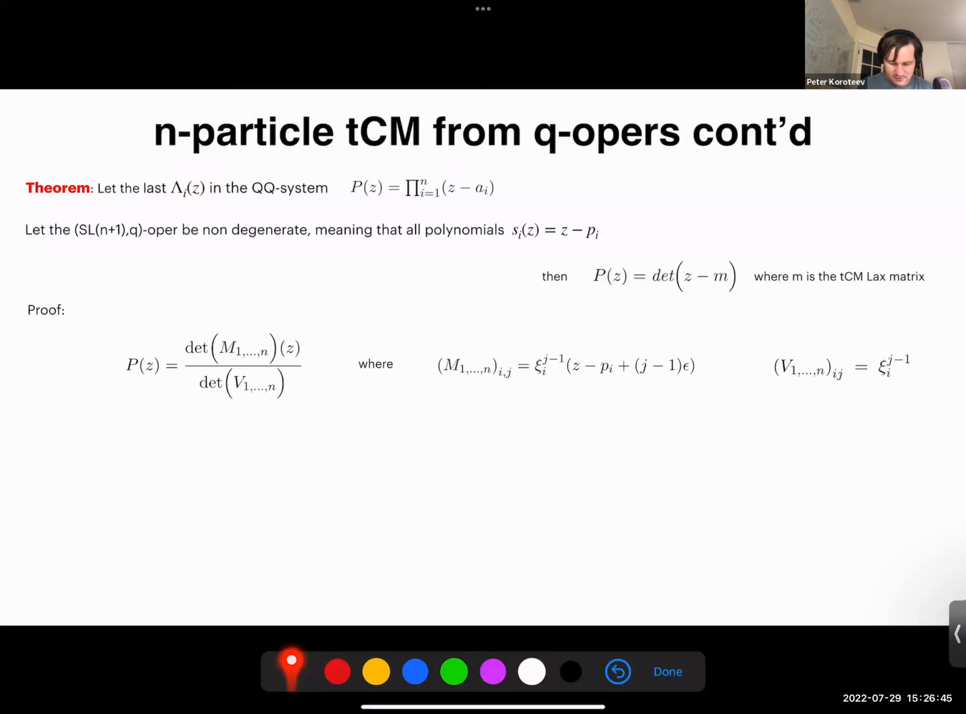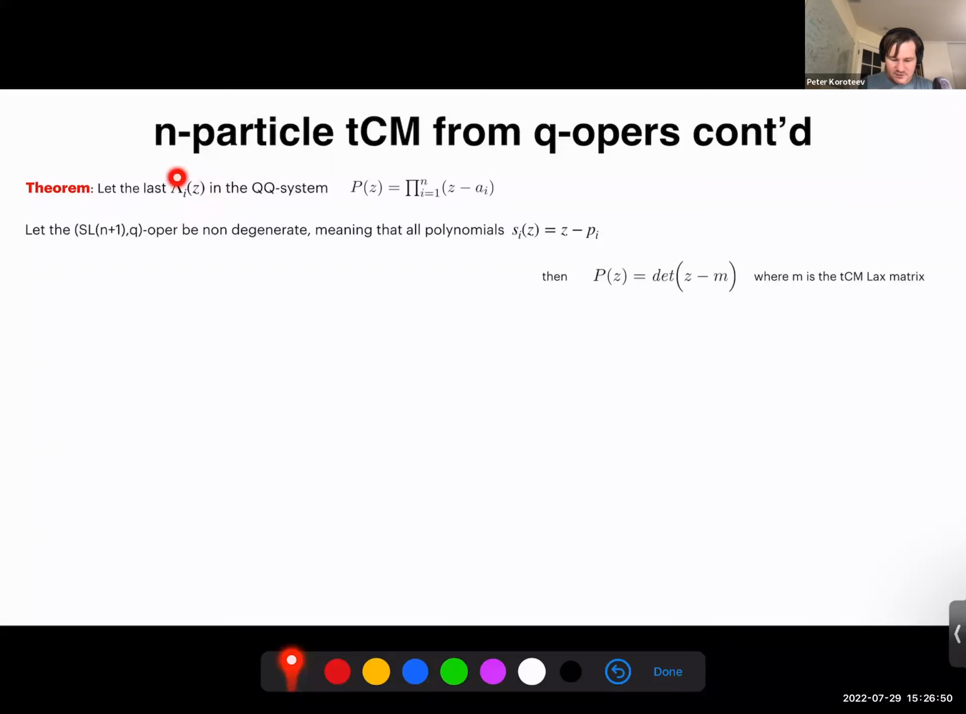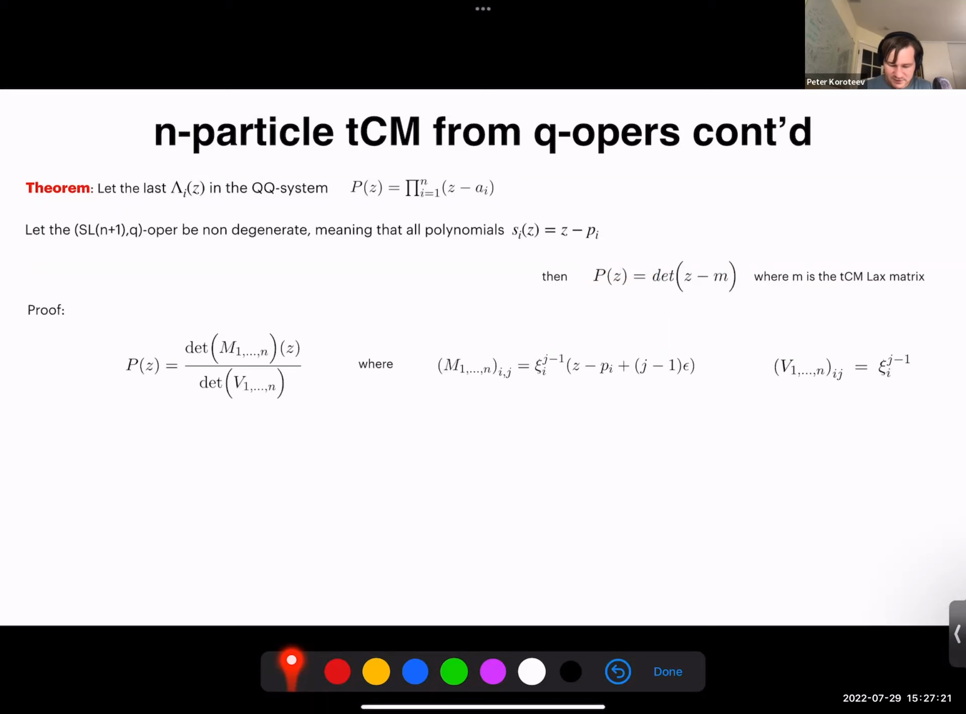Well, it turns out that the following is true: if you denote this lambda as p, it's a polynomial of degree n with some roots. Then the non-degenerate condition for this SL(N+1) oper is described by polynomials which describe the section of degree 1. And you can rewrite the QQ relation, all those Wronskians, as the spectral curve of the trigonometric Calogero-Moser system. Here M is the Lax matrix, so the determinant, the spectral curve, is equal to P of Z, and the calculation is straightforward.